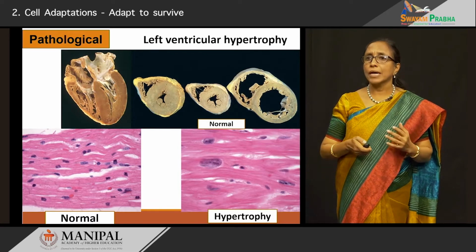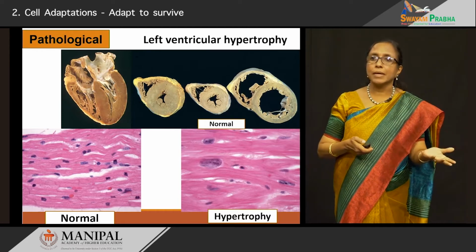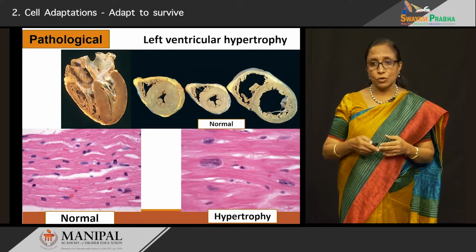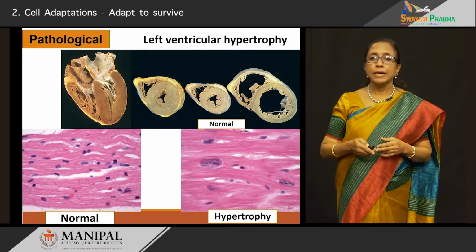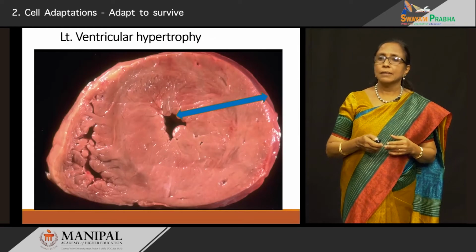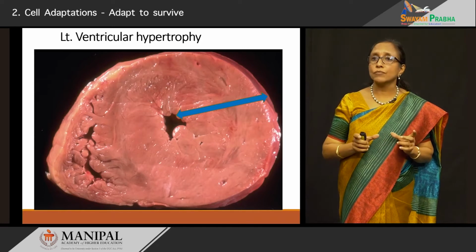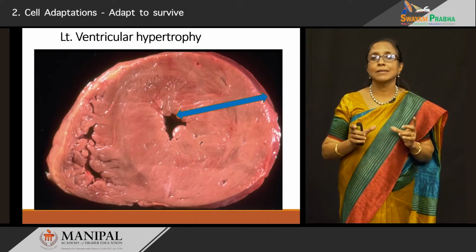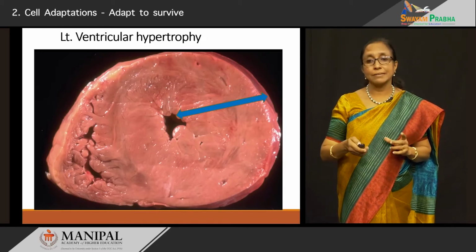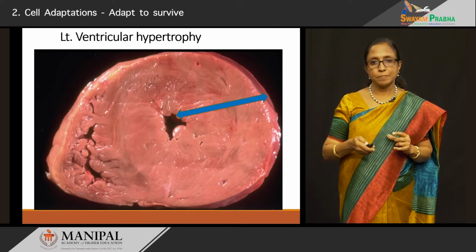Right ventricular hypertrophy can be seen in conditions where there is a right ventricular outflow obstruction, like pulmonary hypertension or pulmonary stenosis. So, these are pathological causes of hypertrophy. There are various other conditions also where we can get it. Here again is a slice of the heart which shows left ventricular hypertrophy. If you look at the thickness of the heart, you can see how much it has thickened, and that is not because of an increase in the number of cells, but an increase in the size of the cardiac muscle fibers.